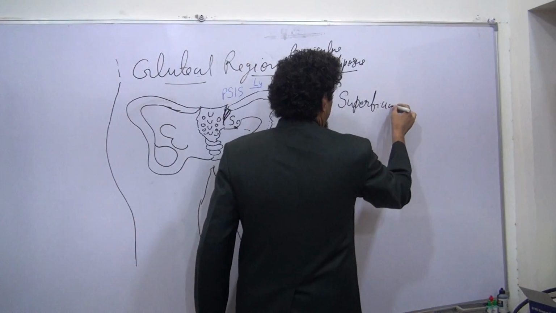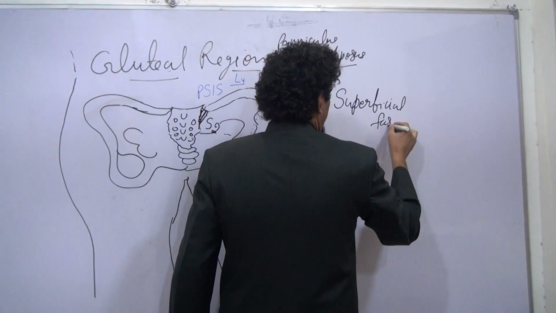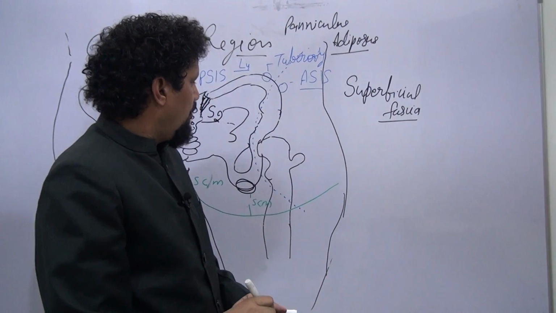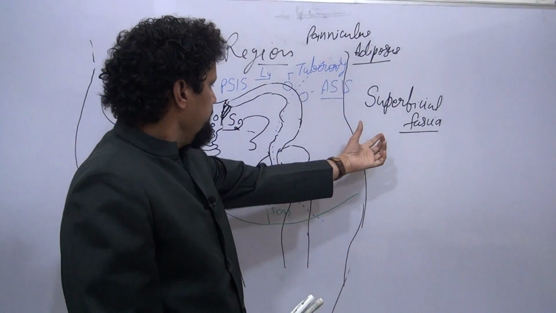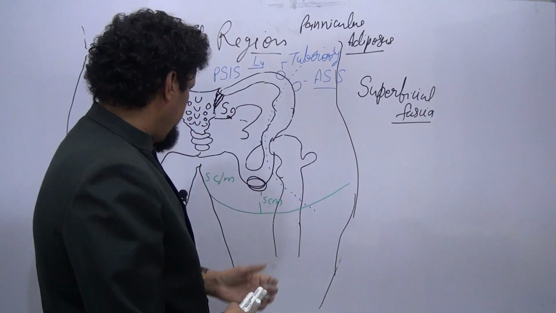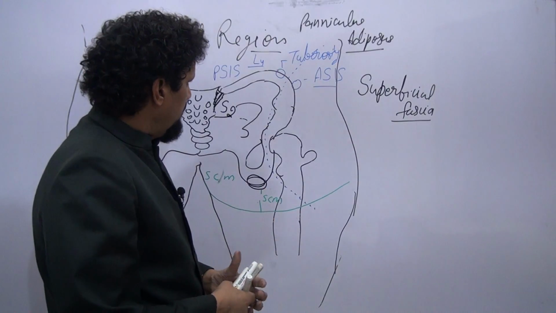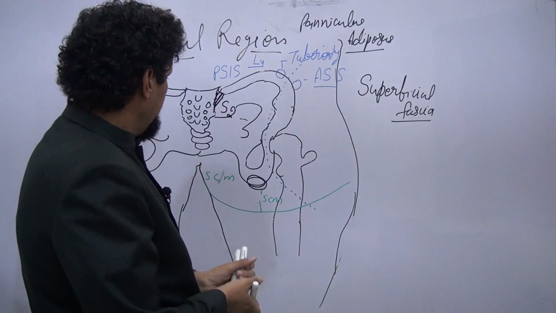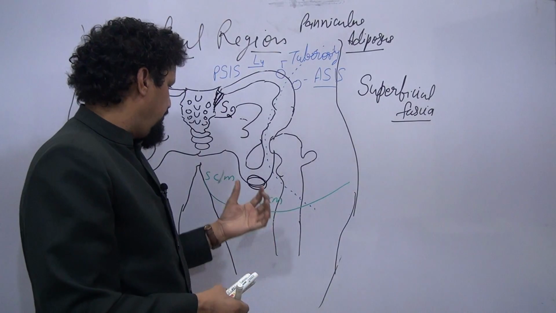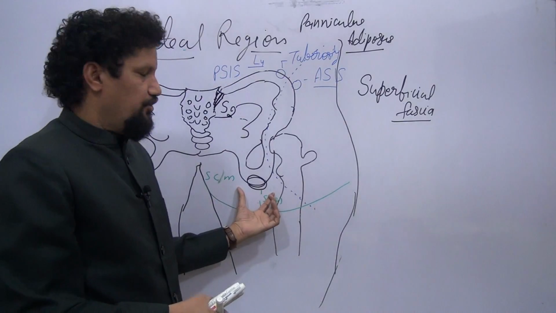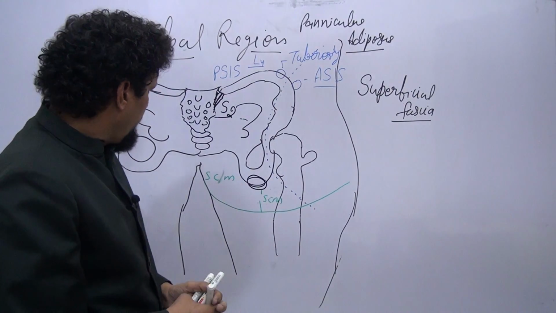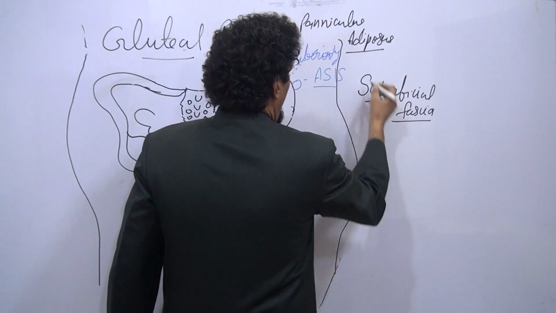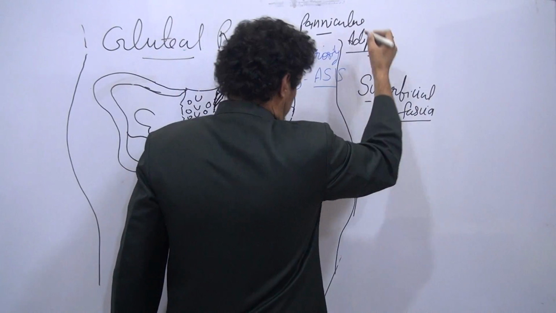So superficial fascia, accumulation of fatty fascia or fat in this region. This fascia will cover the gluteal tuberosity and the posterior part of the gluteal region, and it will form a fibro-fatty cushion over the gluteal tuberosity. This superficial fascia is also known as panniculus adiposus.